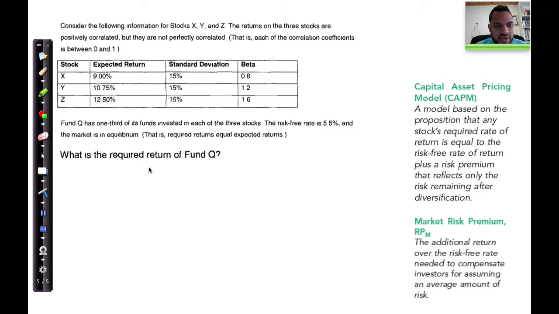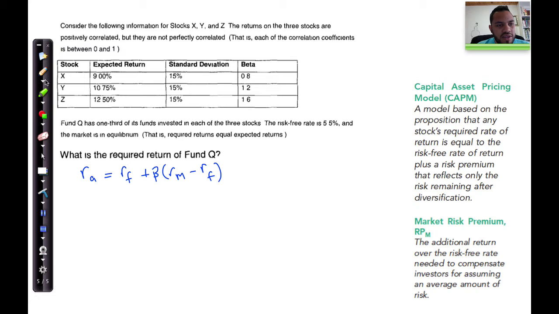What is the required return of fund Q? So to answer that question, we are going to look at the CAPM model, where the formula says that the required return on the asset, on the project, on the stock, is going to be the risk-free rate, plus some beta coefficient multiplied by the risk premium, which is going to be market risk minus the risk-free rate.